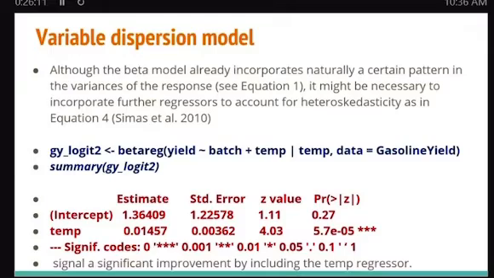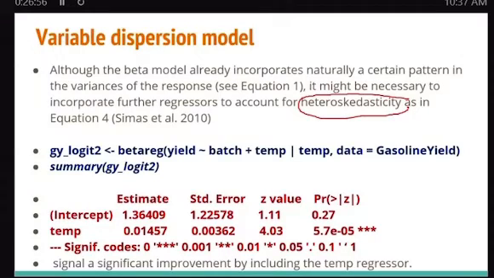that violation. And that was why I said, although the beta model already incorporates naturally a certain pattern in the variances of the response, it might be necessary to incorporate further regressors to account for heteroscedasticity. What do we mean by heteroscedasticity? Heteroscedasticity means no constant variance. That's a violation. Variance is changing. That is the meaning of hetero. Does that make sense? Heteroscedasticity is a problem in statistics. It occurs when there's a violation of the constant variance assumption.